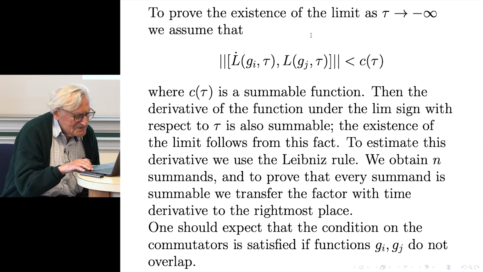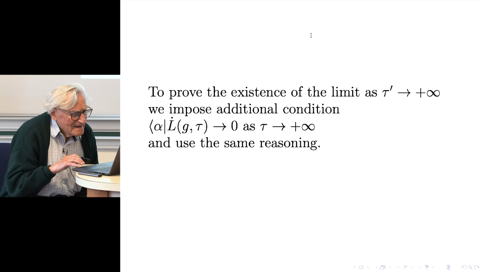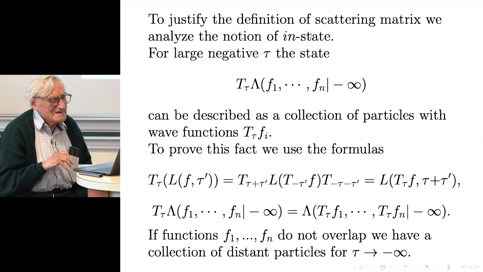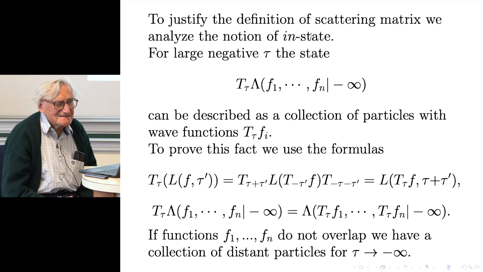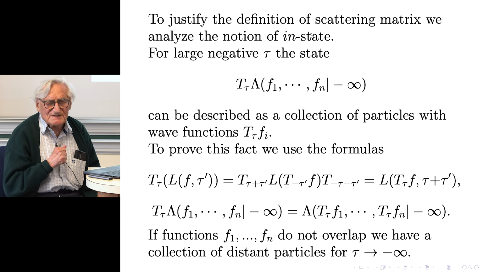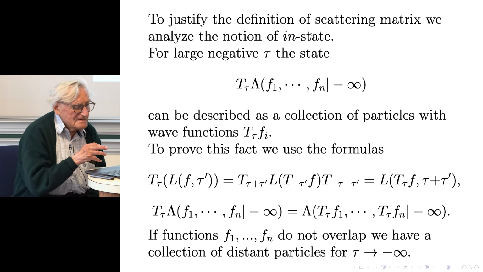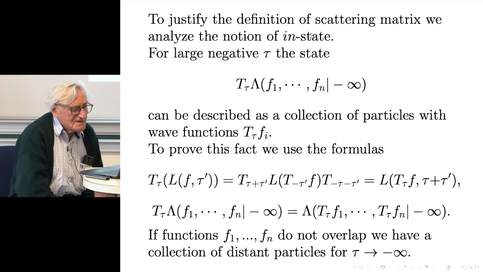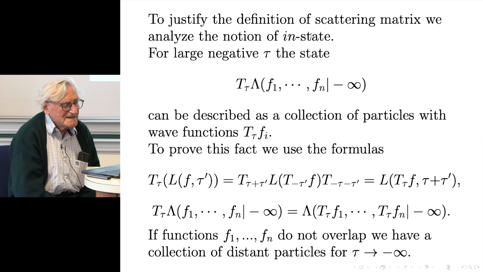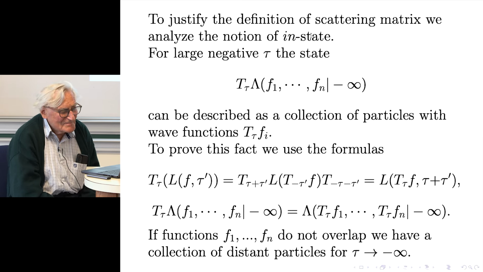But what I would like to say right now, I would like to explain why this stuff is an inclusive scattering matrix. It is not a standard scattering matrix. But first of all, let me look at the limit when I take tau tending to minus infinity.